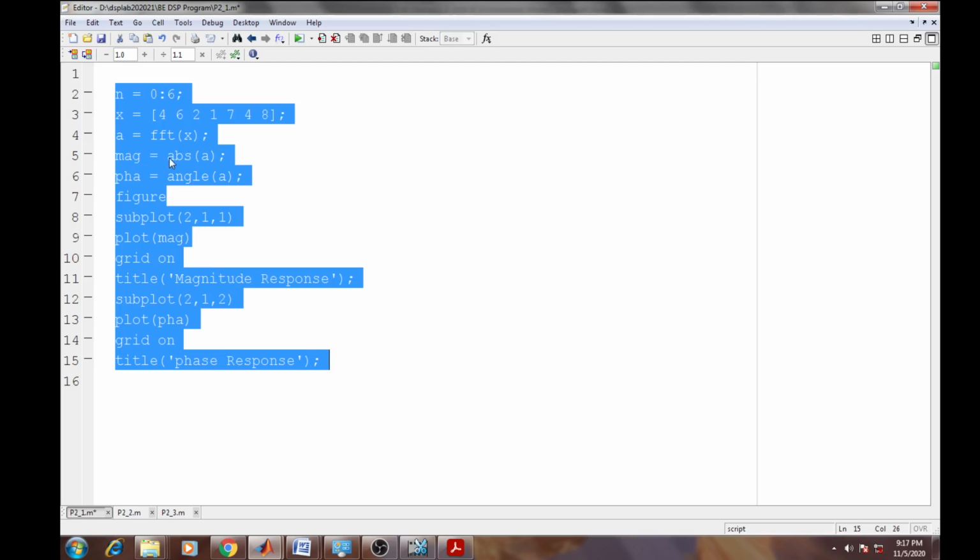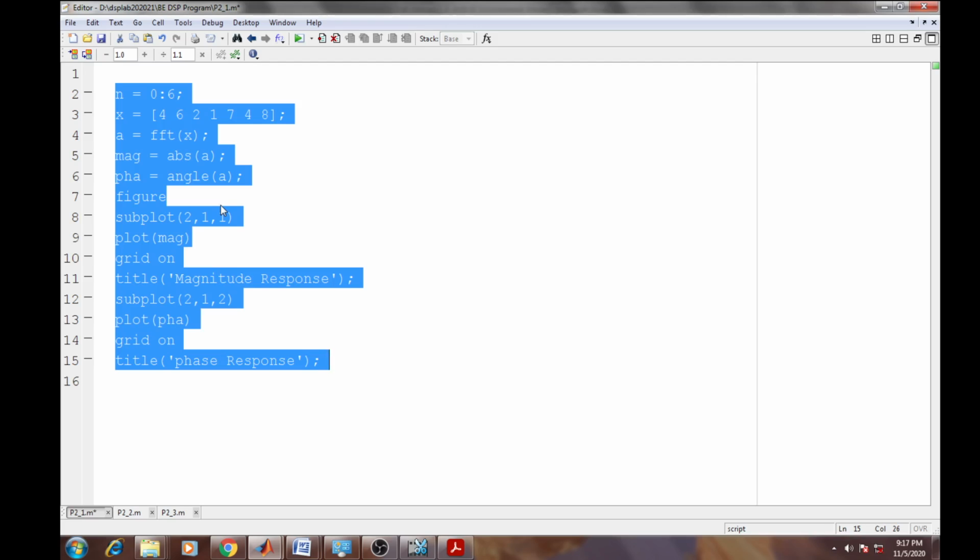The magnitude of that sequence I find with the help of the ABS function, ABS in bracket A. This function permits me to find the magnitude of A. Similarly, I will find the phase of that signal with the angle function that I already told you about in the earlier experiment. We already used this ABS as well as the angle function, so I am repeating it here. That is how we find the magnitude as well as the phase plot.